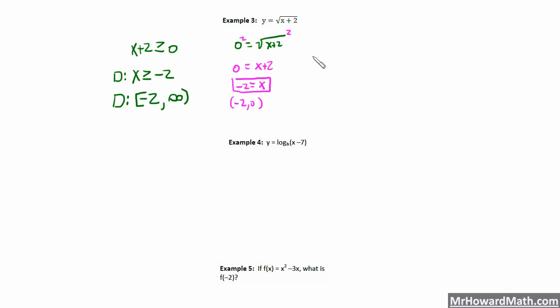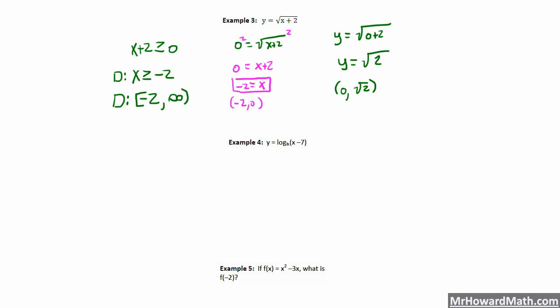Alright, next we want to find our y-intercept. So our y-intercept occurs when x is 0. So y equals, we just set x equal to 0, square root of 0 plus 2. So y equals the square root of 2. If we wanted to write that, we could write it this way, (0, square root of 2). Either way. So our x-intercept is (-2, 0), y-intercept is (0, square root of 2), and our domain is everything from -2 to positive infinity.